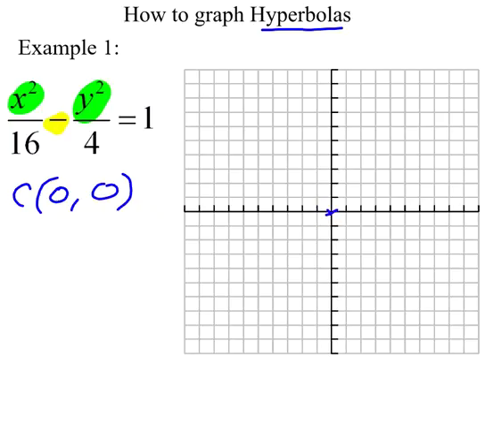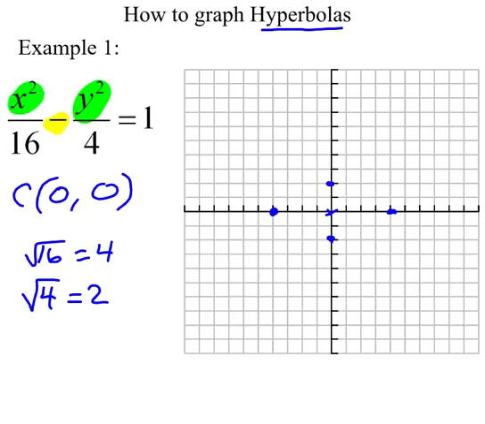Now, I'm going to look at the denominators to determine how far I should move to the left and right. The denominator on the x squared is 16, so I'm going to move the square root of 16, or 4, left and right from that center. 1, 2, 3, 4. 1, 2, 3, 4. The denominator on the y is 4, so I'm going to do the square root of 4 to move 2 up and down. 1, 2, 1, 2.